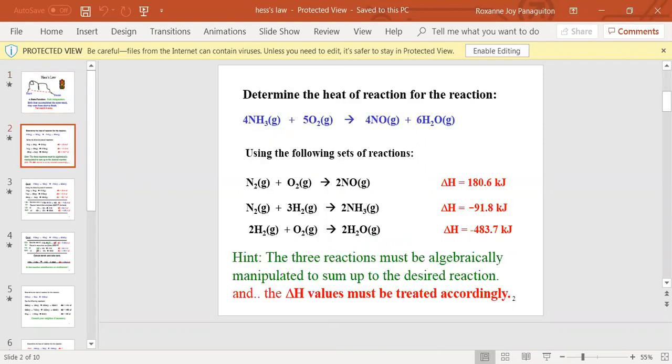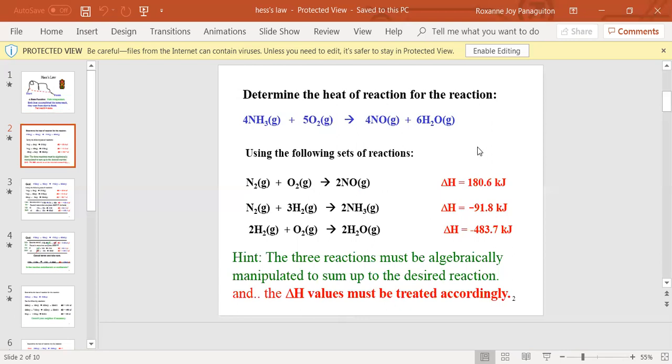So for the first example of the Hess's law, you have to determine the heat of reaction for the reaction. Here, this is a combustion of ammonia. Okay, so this is your main reaction. Now you are given the following sets of reactions. Here, the three reactions must be algebraically manipulated to sum up to the desired reaction, and the enthalpy values must be treated accordingly. So the technique, class, to calculate for the Hess's law is that you always need to look at your main reaction. Okay, so this is your main reaction.